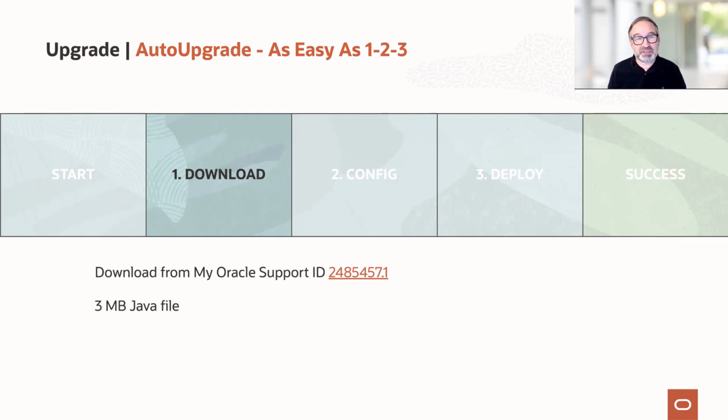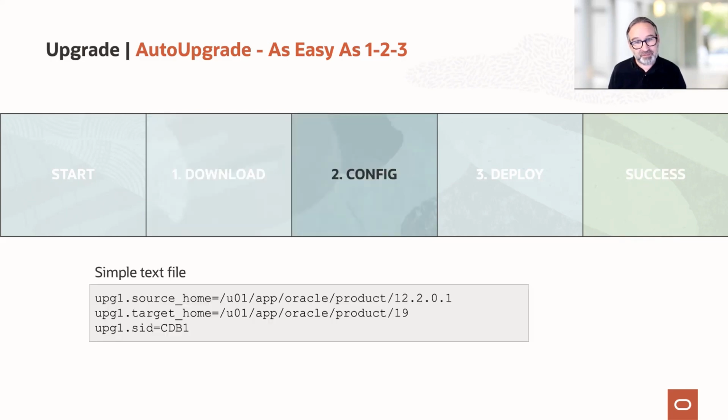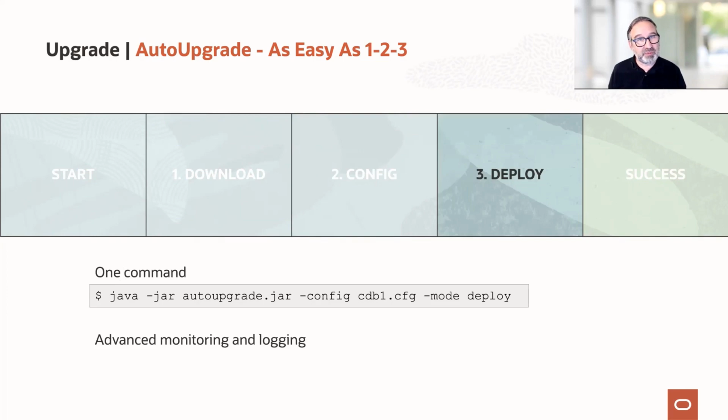So you download this file, which is a bit less in size than 3 megabytes, not gigabytes, not a typo here, just megabytes. You create a config file. This is the minimum version we need. It has the SID in the last line, the source and the target home, and that's it. Then you kick it off with deploy.